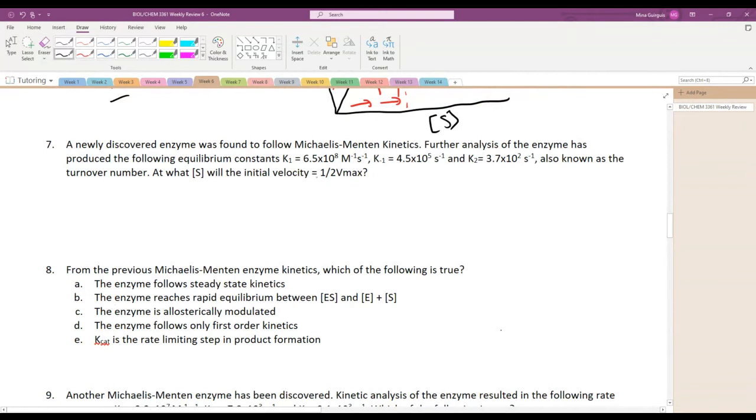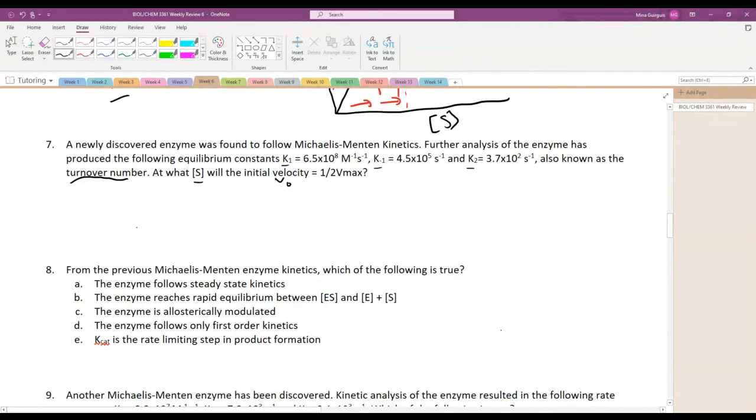Okay. So, a newly discovered enzyme was found to follow Michaelis-Menten kinetics. Cool. So here are our equilibrium constants. And by equilibrium constants, I really should say rate constants. So these are K1, K-1, and K2. And yes, K2 is also known as the turnover number. We're going to talk about that in a little bit. At what S, or substrate concentration, will initial velocity, so V0, equal 1/2 Vmax?